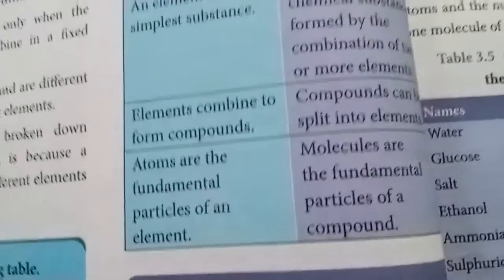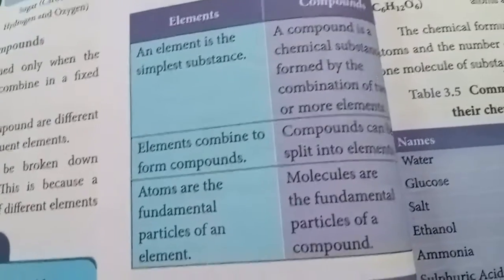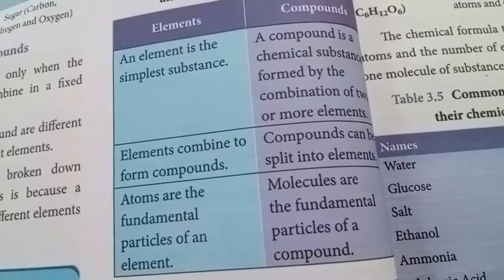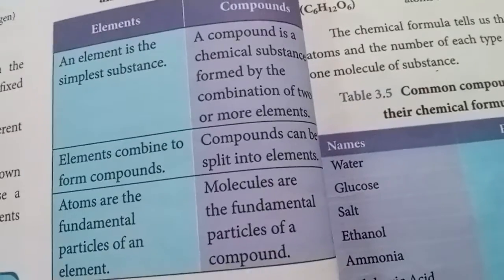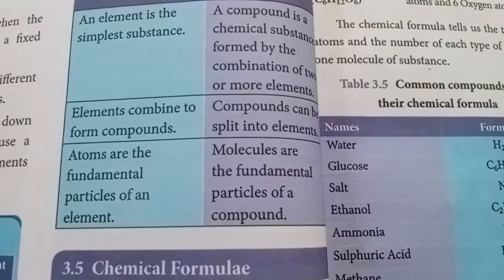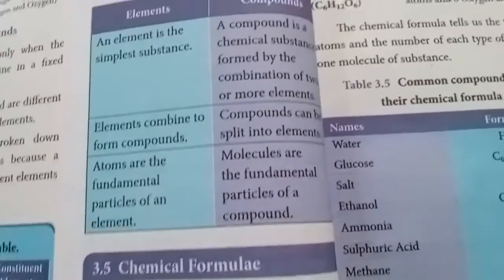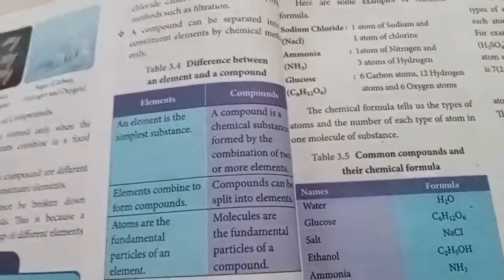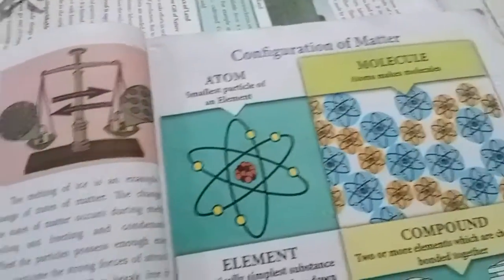So the elements can combine with each other to form compounds. But the compounds can be split into the basic elements. It is a vice versa of the elemental character. And atoms are the fundamental particles of an element, whereas molecules are the fundamental particles of a compound. So you should remember all those things. Okay.